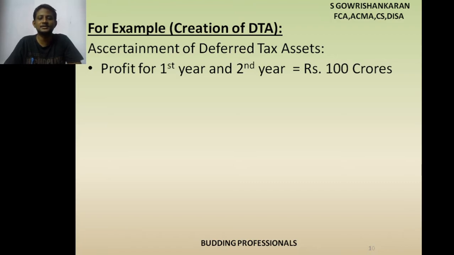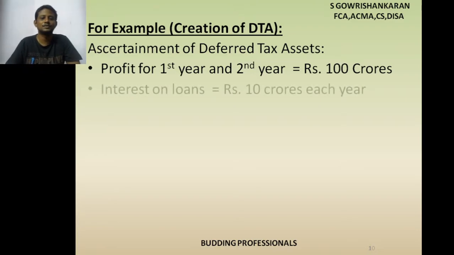Assignment of deferred tax assets. Under that, profit for the first year is 100 crore, and the second year is also 100 crore. Then interest on loans. Interest is payable each year. How much? 10 crore each.